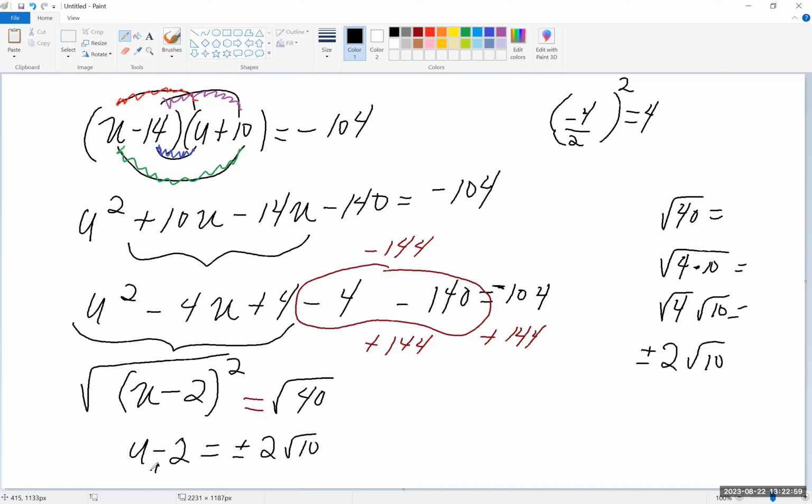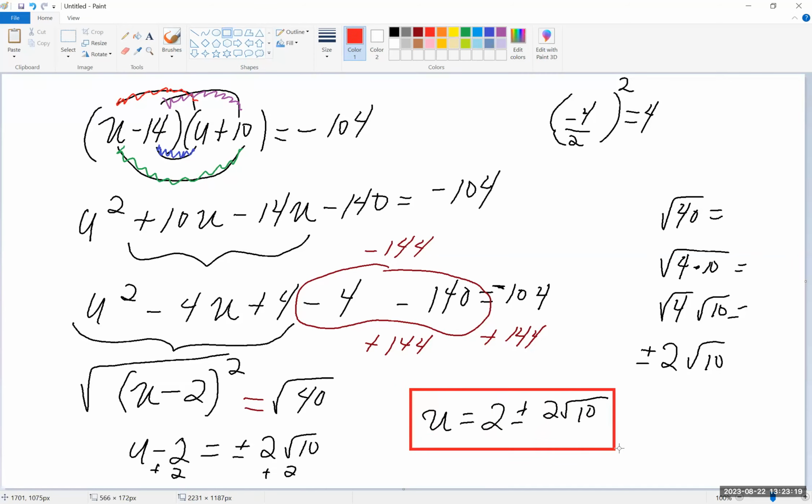And then I'm simply going to add 2 to both sides. And so my answer is u is equal to 2 plus or minus 2 root 10. And that gives me my two answers for this quadratic by using complete the square.